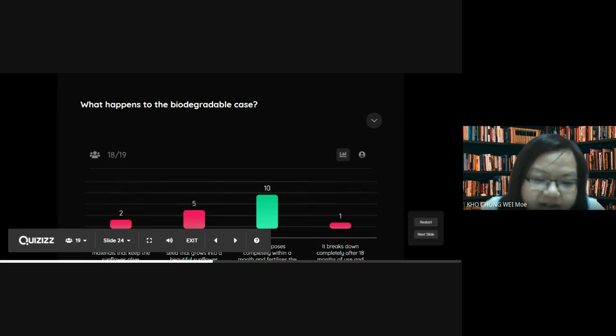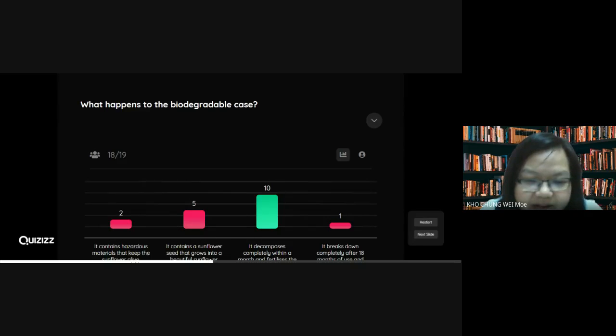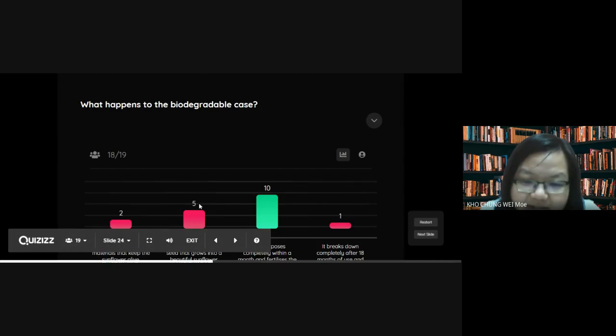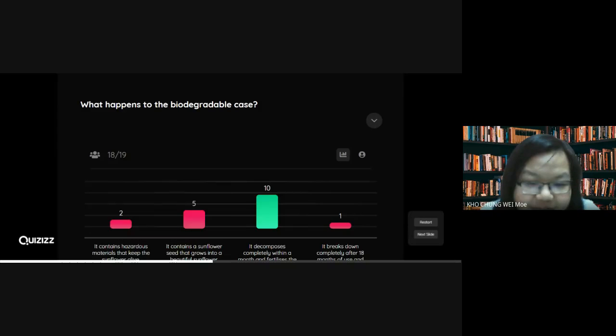It doesn't contain hazardous materials because hazardous materials will not be able to keep things alive. So basically, I just put in a nonsense answer, and 2 of you believe that's the answer. If you have forgotten, I mentioned already, the word hazardous means dangerous. Okay, 5 of you say that it contains a sunflower seed that grows into a beautiful sunflower. That is possible. That's a very possible answer. So it's a very good distractor, but you need to read carefully.